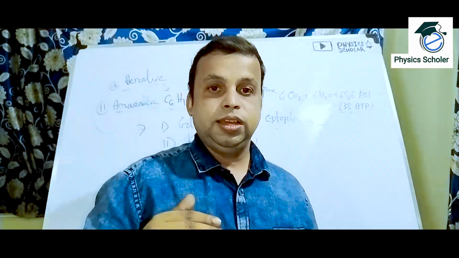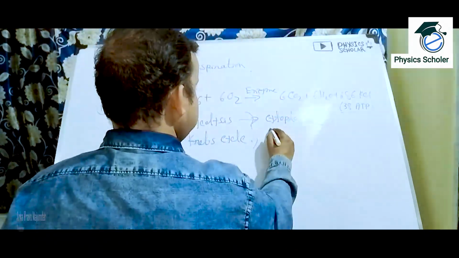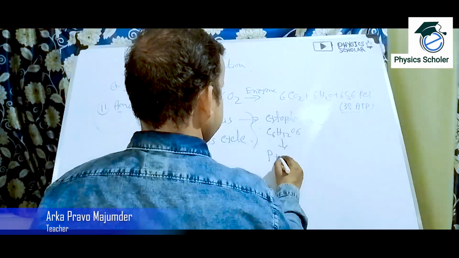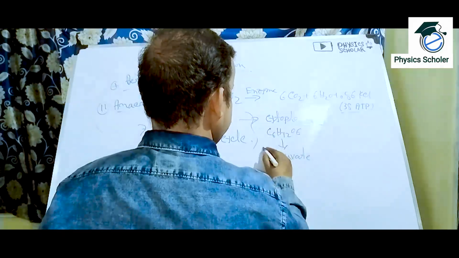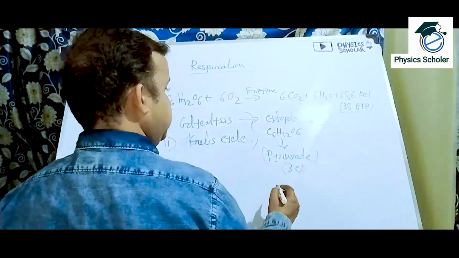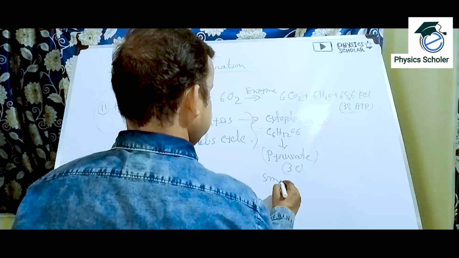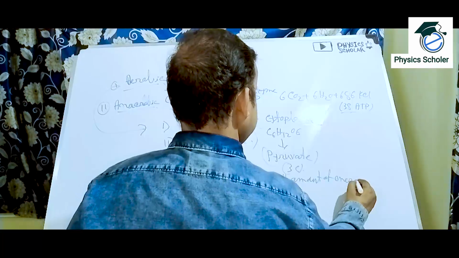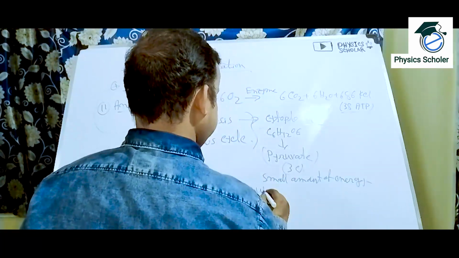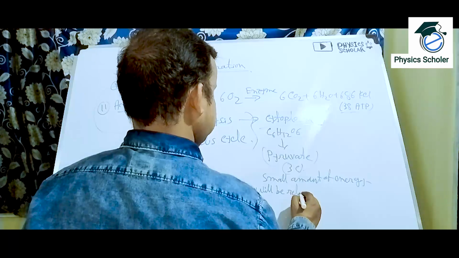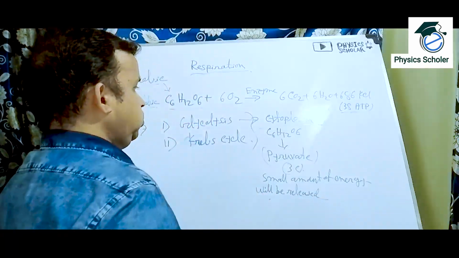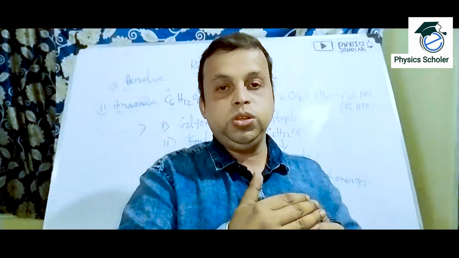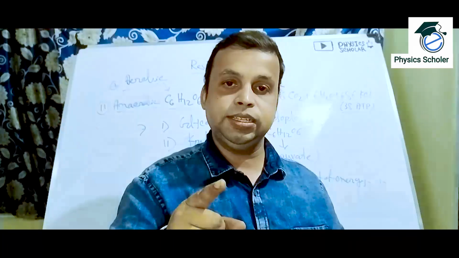So here what will happen? The glucose will break down to pyruvate, which is a 3 carbon molecule, and a small amount of energy will be released. So in the process of glycolysis, the glucose will break down, and it will happen inside the cytoplasm of a cell.